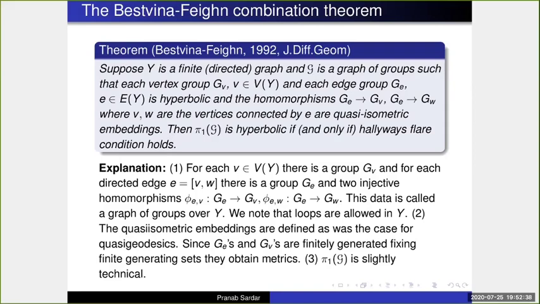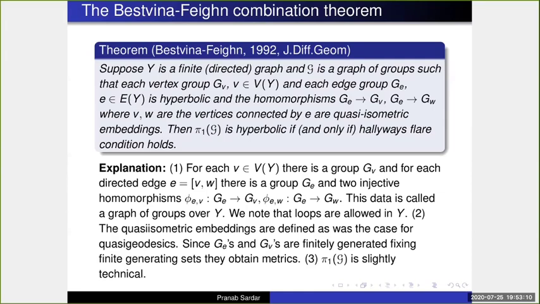As we are saying, this is a directed graph, and here we are also allowing loops. If I have loops, that means some direction is there. So there will always be two homomorphisms for every edge, one forward and one backward. The forward direction goes to the vertex V, and I have denoted that homomorphism phi_{E,V}. And then backward, phi_{E,W}, from G_E to G_W, is the homomorphism.